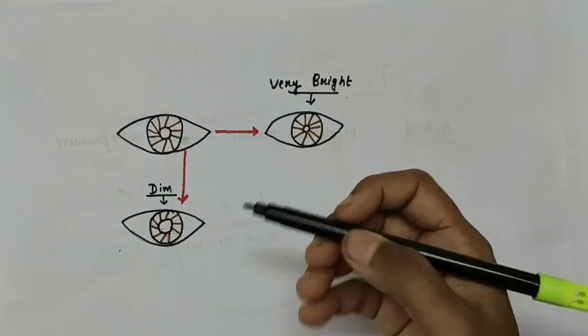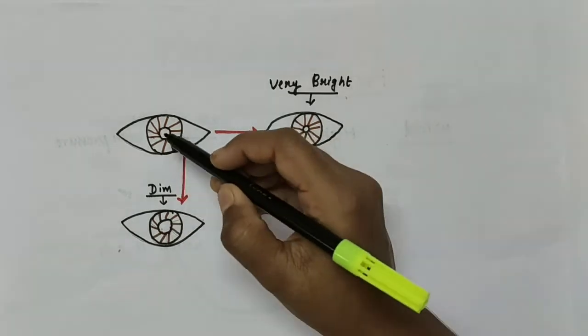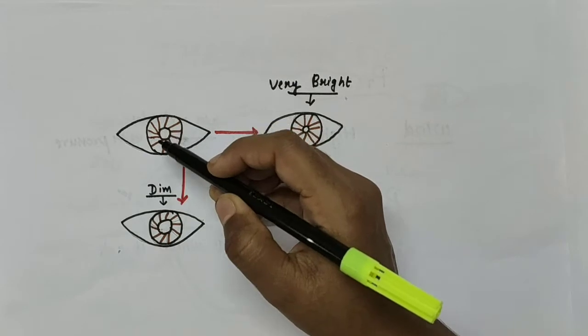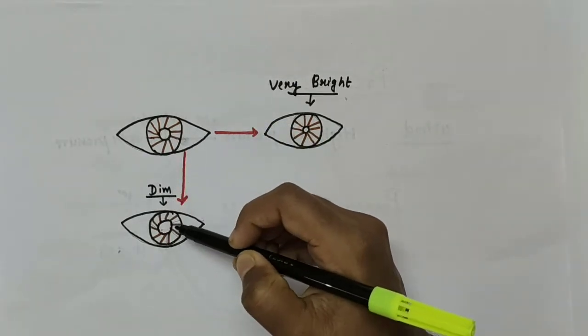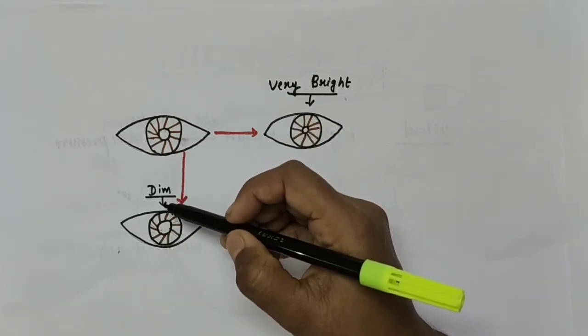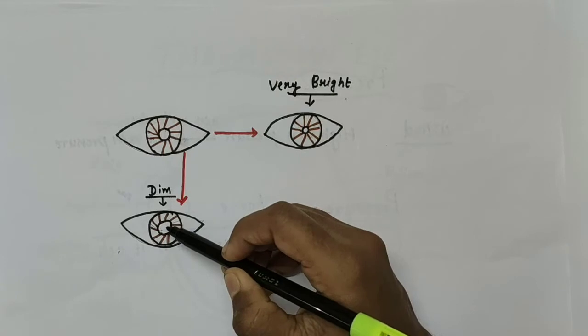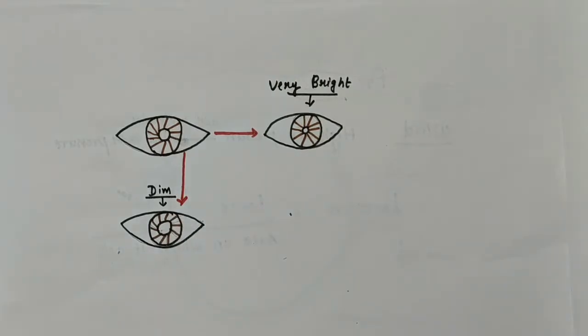Now, when the light is dim, the iris expands the pupil like this. So you see the normal size of that pupil. And when the light is very dim, what happens? The size of the pupil increases. So when the light is dim, this iris expands the pupil like this to allow more light to enter the eye.